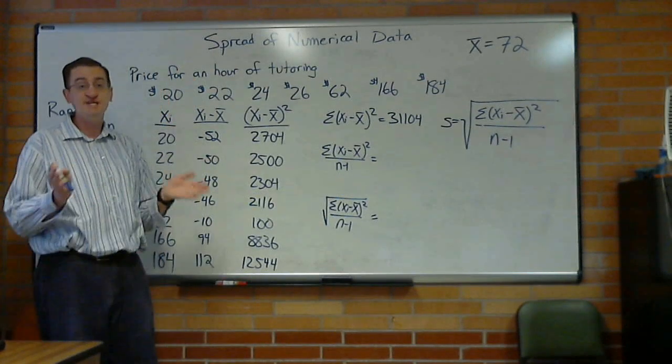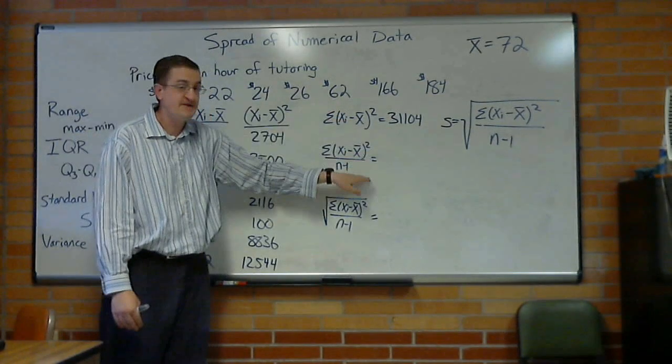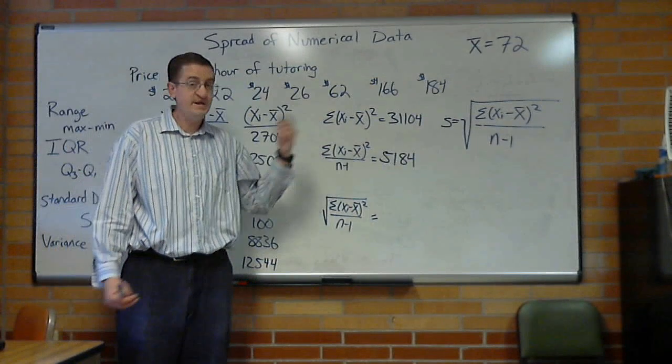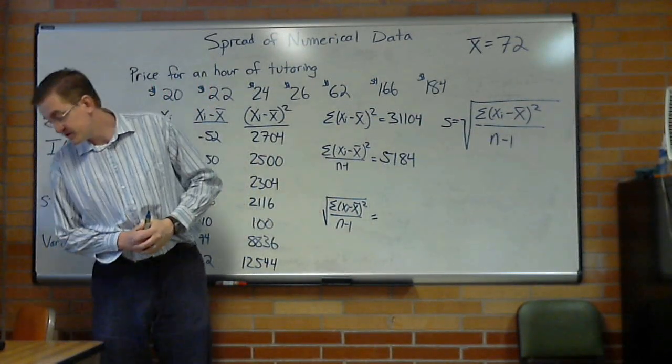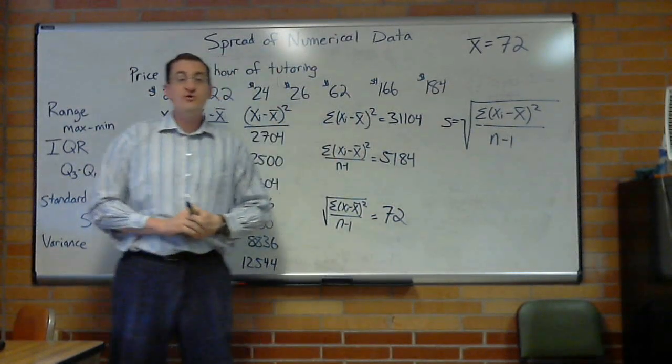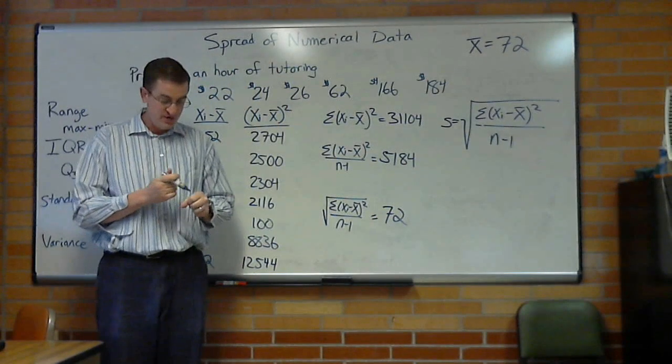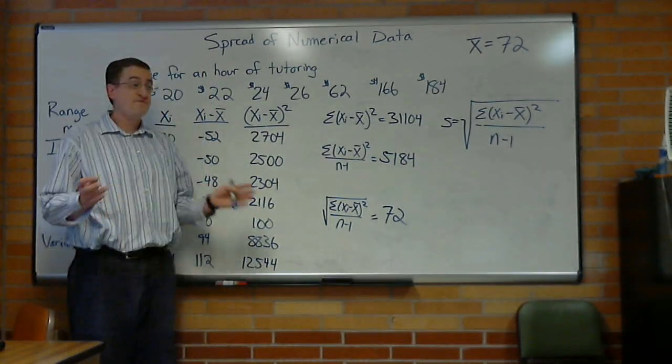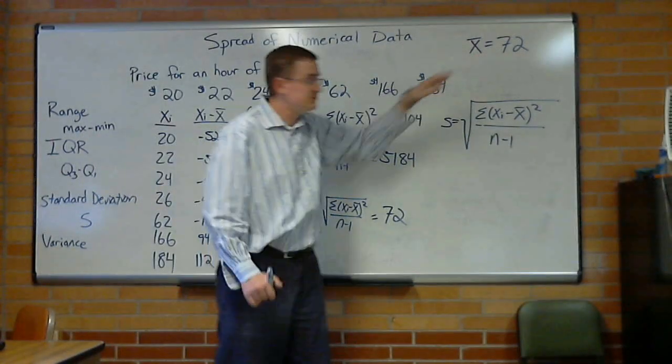In our case, it'd be 7 minus 1. We're going to take this, divide it by 6. That's 5184. And if we took the square root of that, let me do it in my head, it'd be 72. So our standard deviation is 72. The words you could use would be like, from the mean, which was also 72.